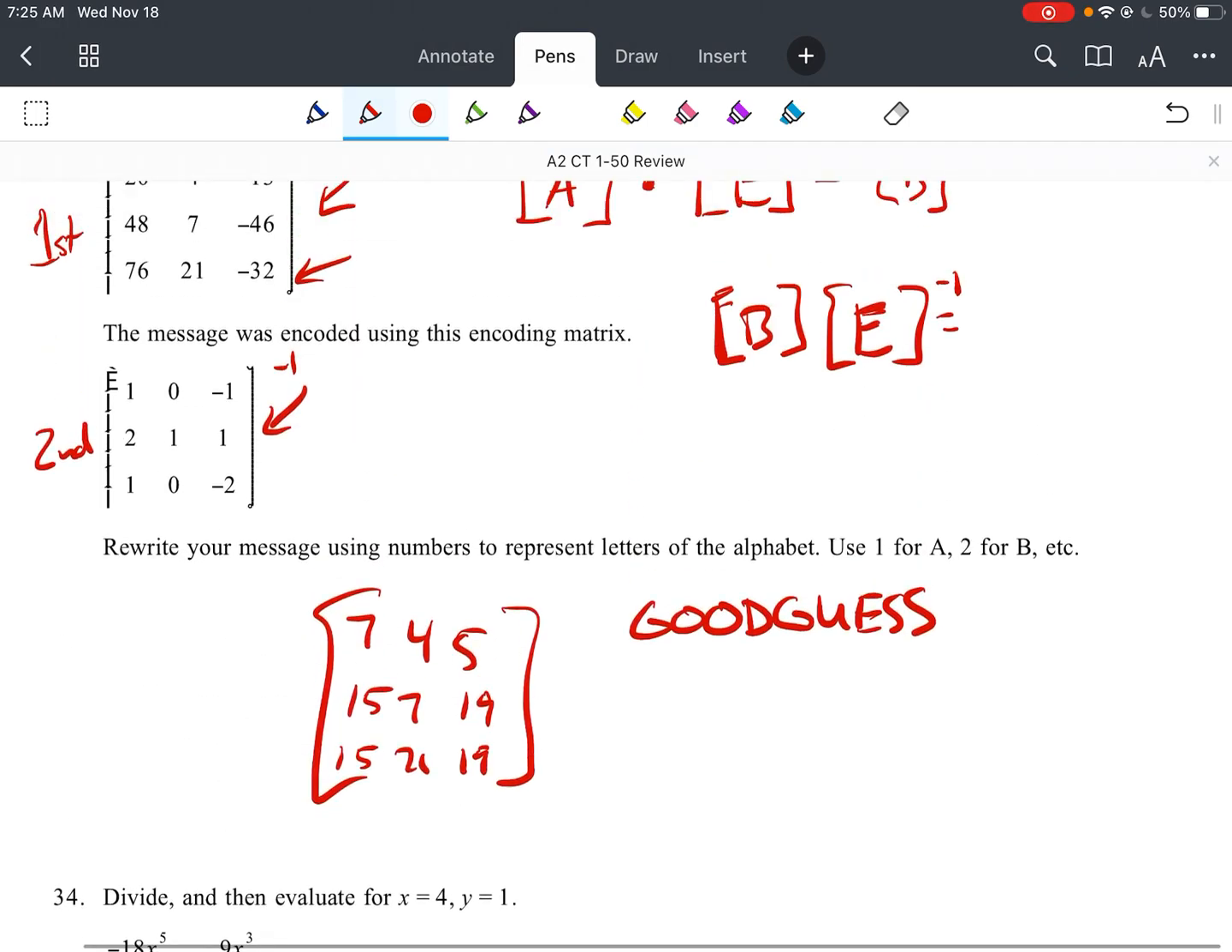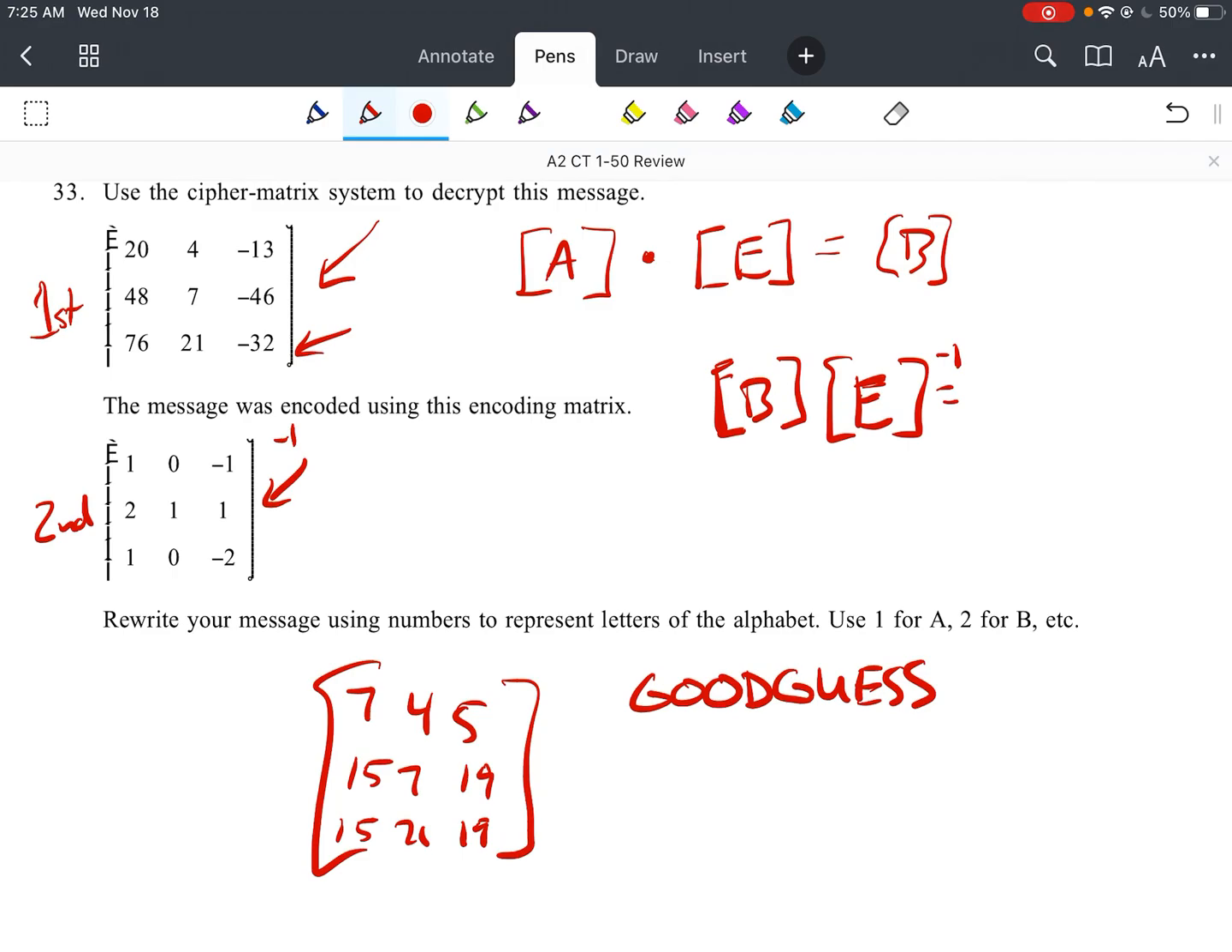If you need some more help on that, but essentially you plug this one into your calculator, plug the second one in, and then just do the first matrix times the inverse of the encoding matrix.